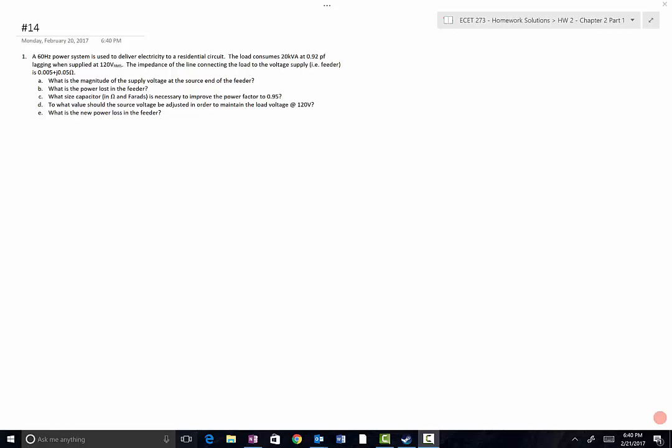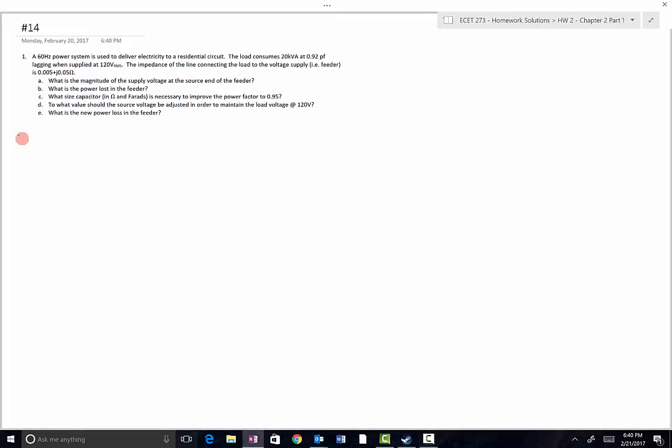What is the power lost in the feeder? What size capacitor in both ohms and farads is necessary to improve the power factor to 0.95? To what value should the source voltage be adjusted in order to maintain the load voltage at 120 volts? And what is the new power loss in the feeder?